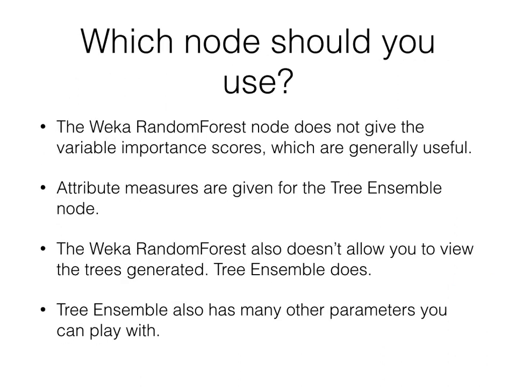So you might ask, which node should we use? Well, the Weka random forest node doesn't give variable importance scores, and they're fairly useful. So that's a bit of a downside with the Weka random forest. But there are attribute measures that are given for the tree ensemble node. Also, the Weka random forest node doesn't allow you to view the trees that are generated, and the tree ensemble does. Also, tree ensemble has many other parameters that you can play around with. So I'd probably recommend using tree ensemble.